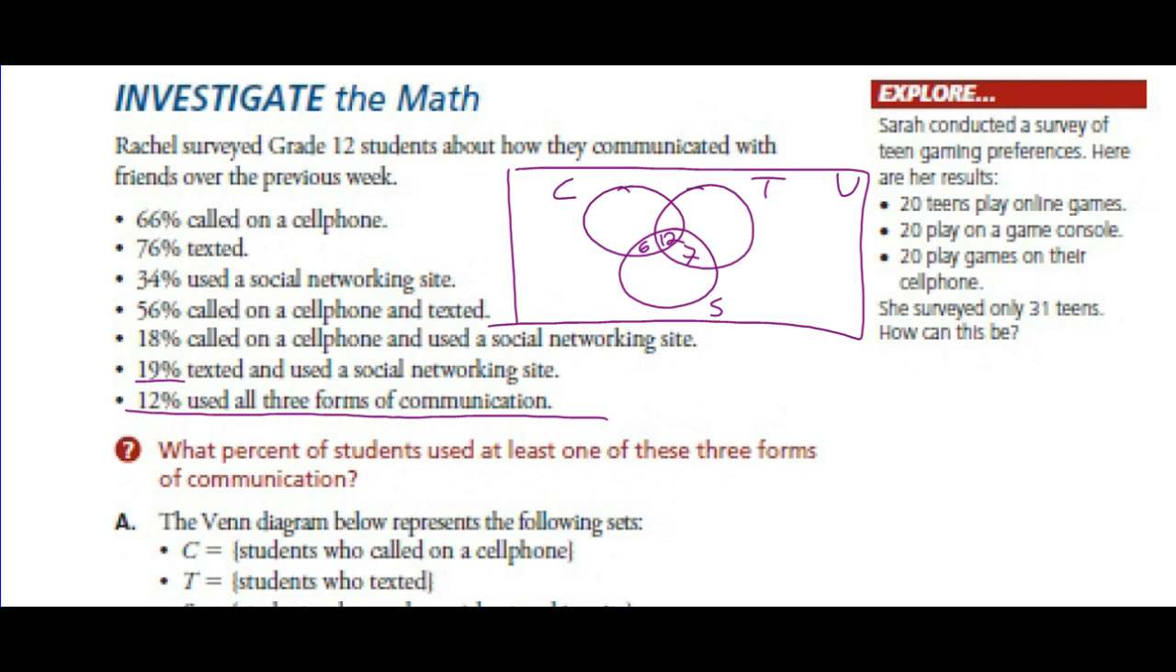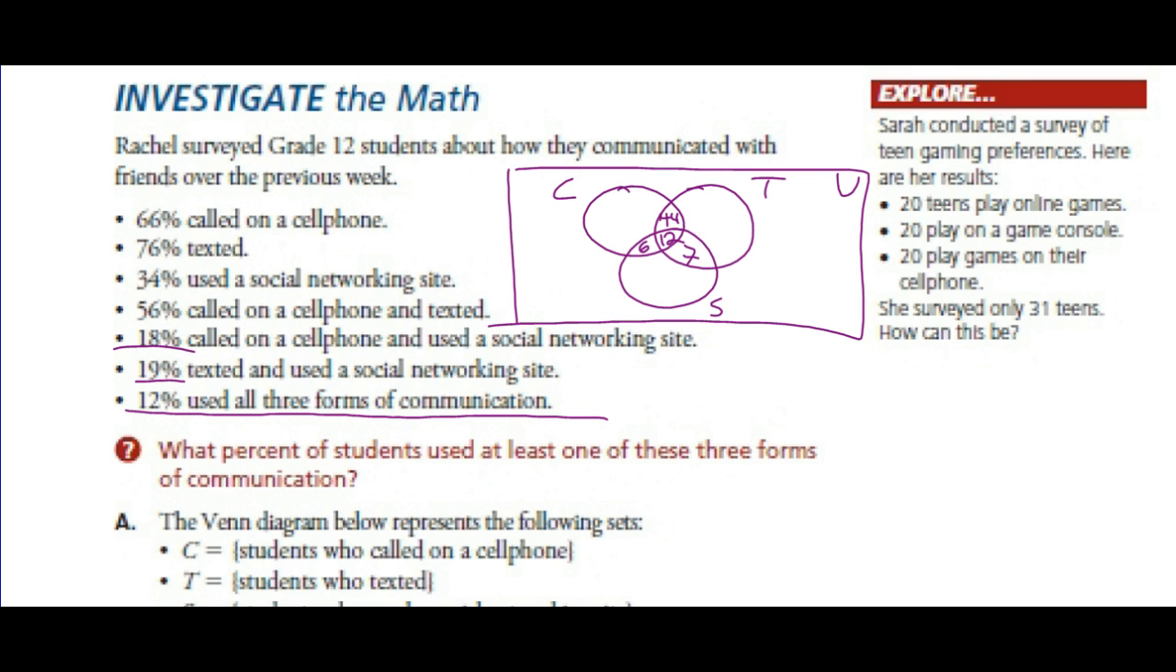And if I say 56% called on a cell phone and texted, what goes in here? You expect us to subtract 12 from 56? 44. Okay? So that's how we fill one of these in, right?